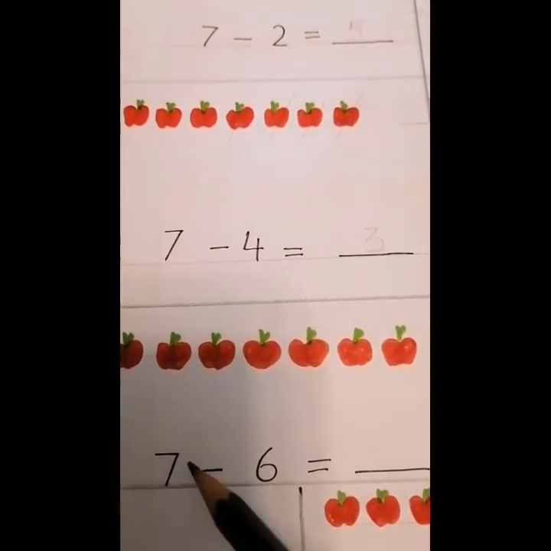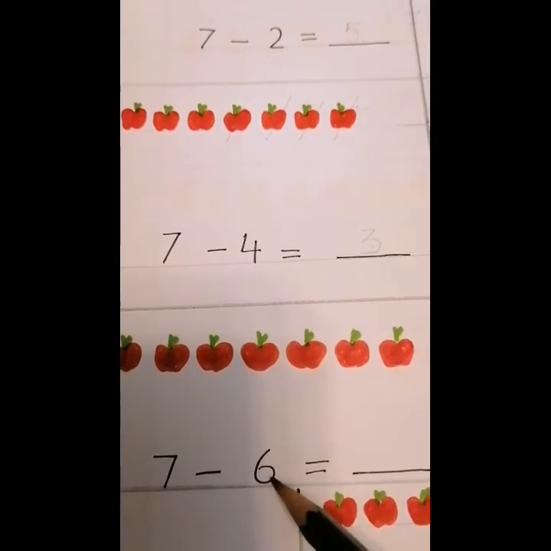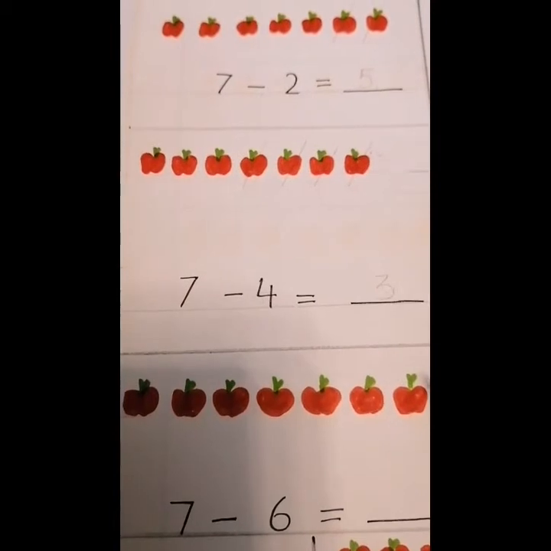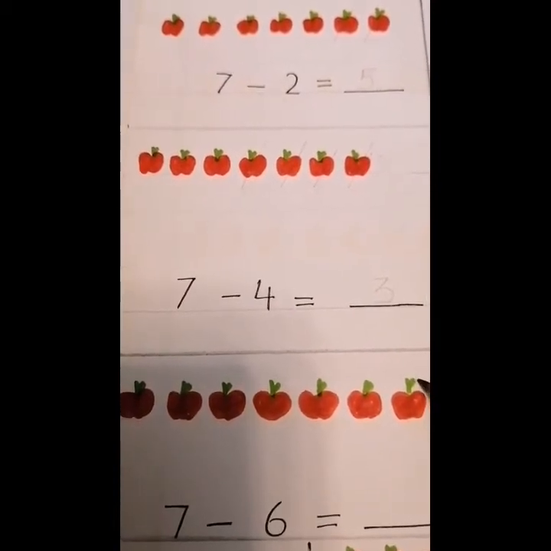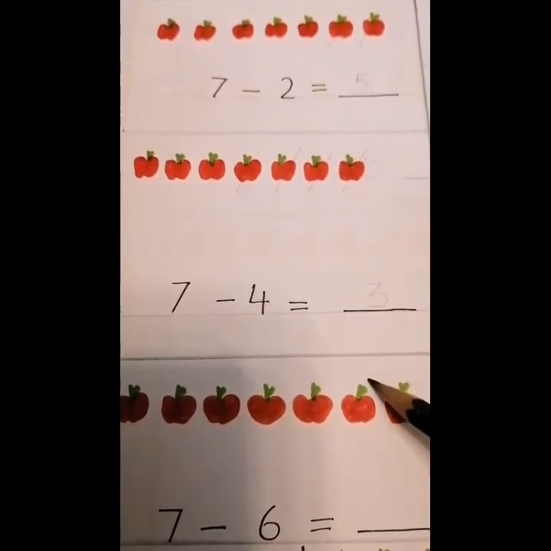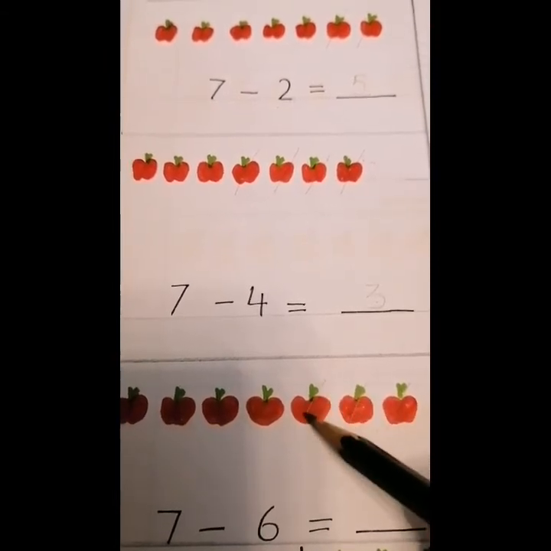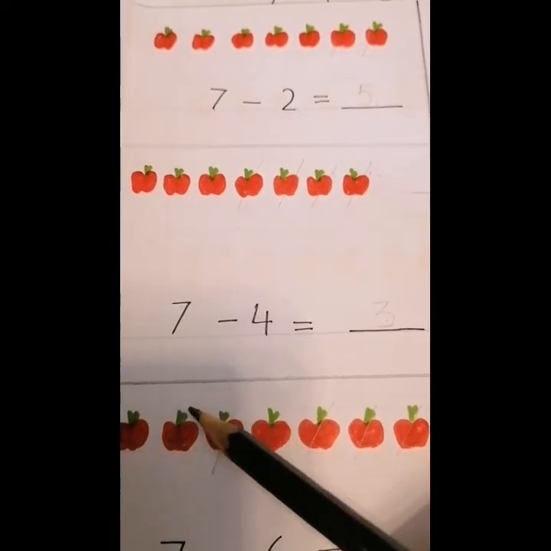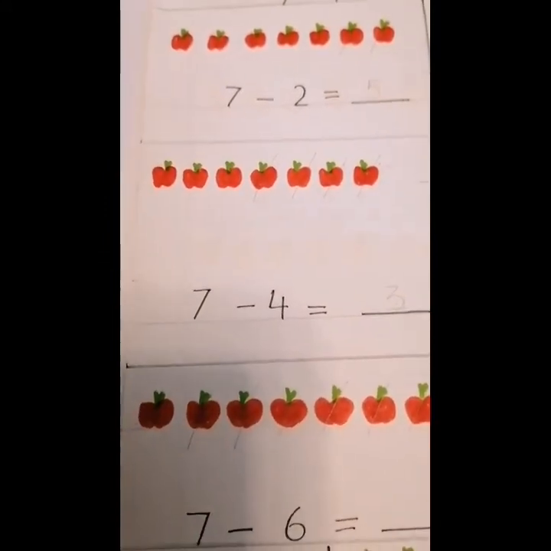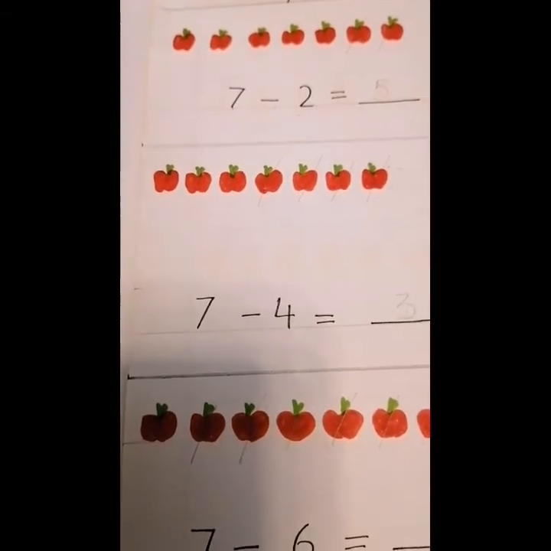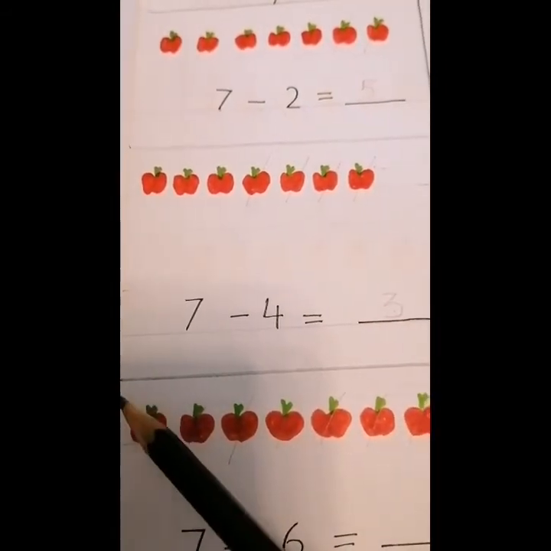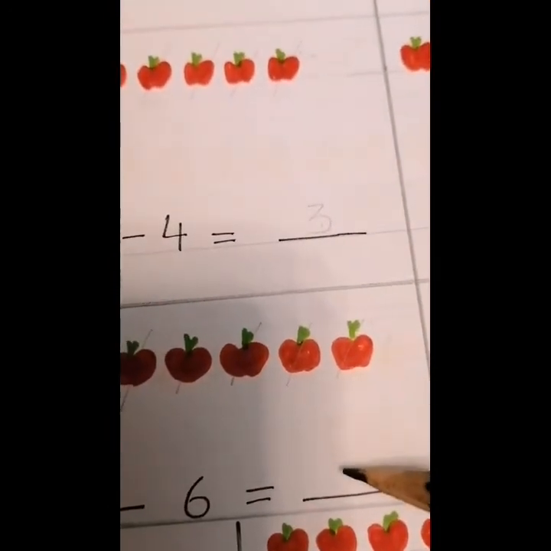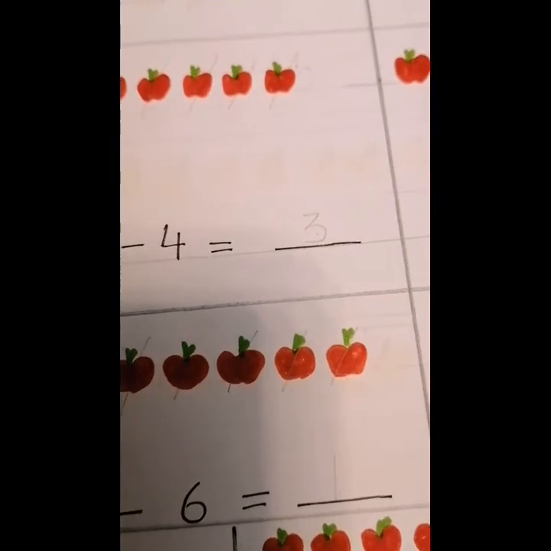Now let's read the sum. 7 minus 6 is equal. So how many we have to take away from 7 apples this time? 6. 1, 2, 3, 4, 5, 6. How many are we left with? Just 1 apple. 7 minus 6 is equal 1.